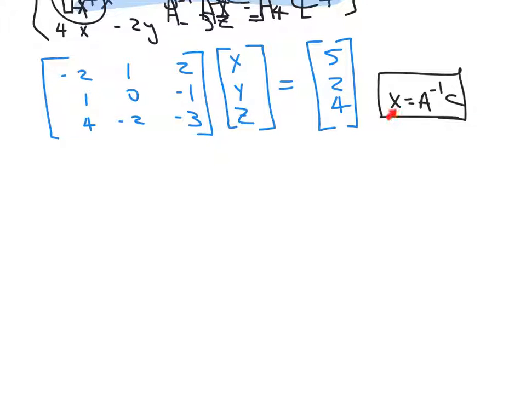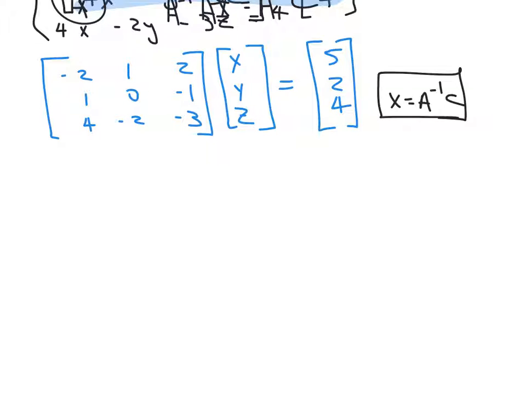Okay? Because this X here does not mean the letter X. It means this matrix. X with just the variables X, Y, and Z. So the inverse of A, which is this matrix here, times C, this one here, equals X, Y, and Z. So let's give this a shot.